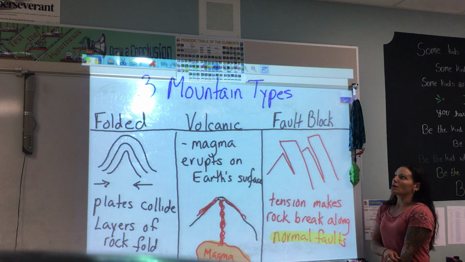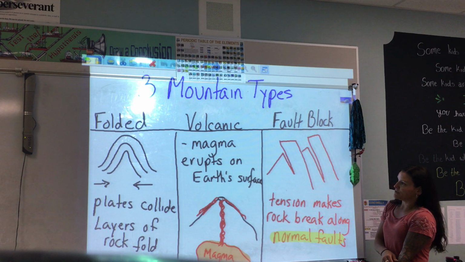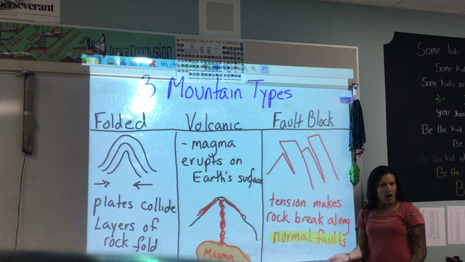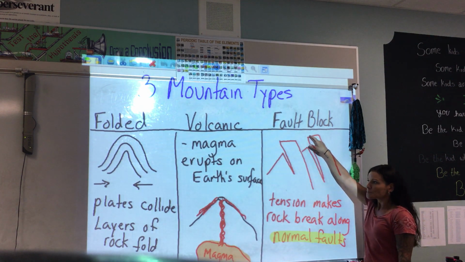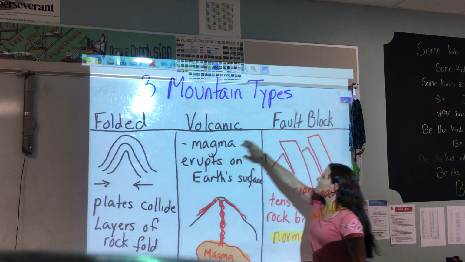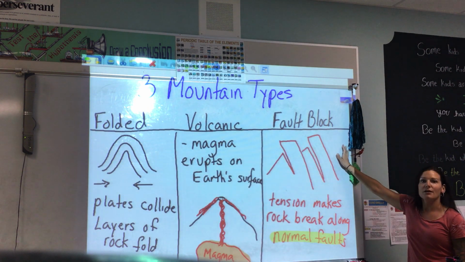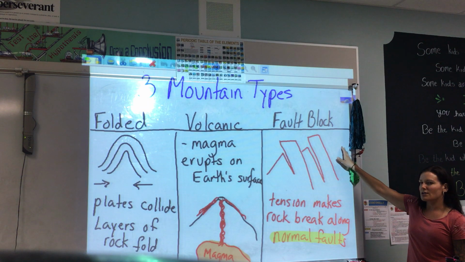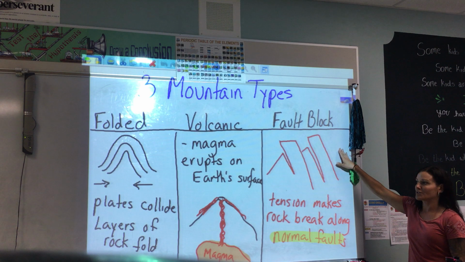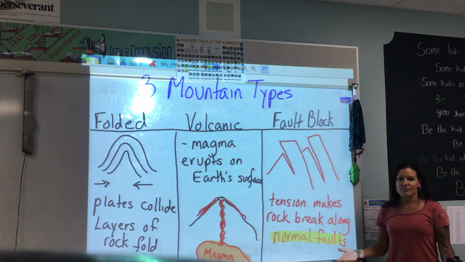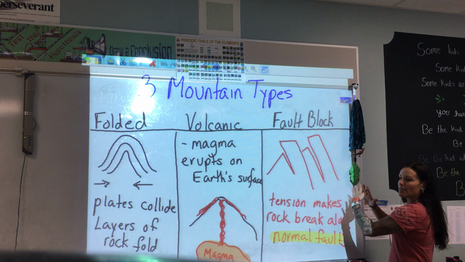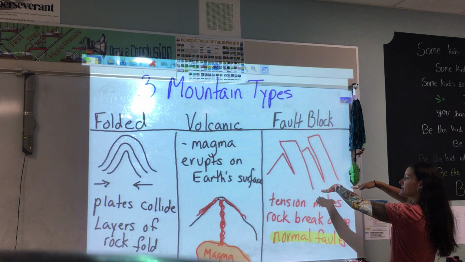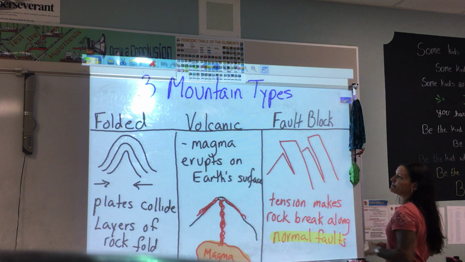The last thing we're going to talk about are the three different types of mountains. I've made 3 columns, and I've put the type of mountain at the top of each column: folded mountains, volcanic mountains, and fault block mountains. If you just take a look at the words at the top of the columns, you'll get a pretty good idea of what each mountain's going to look like. Folded mountains occur when you have 2 plates colliding and the layers of rock just fold up. It would be like taking a towel and pushing the ends together and the layers just fold up.